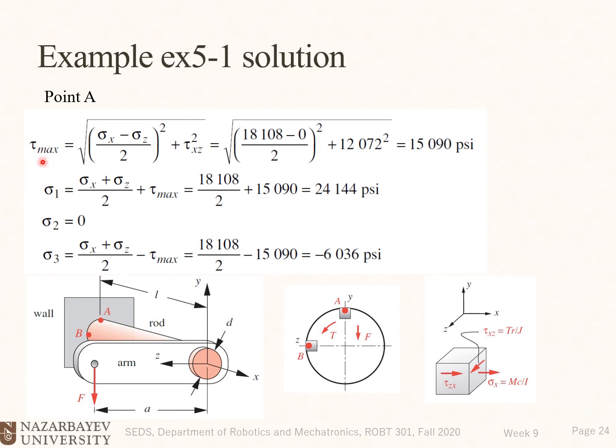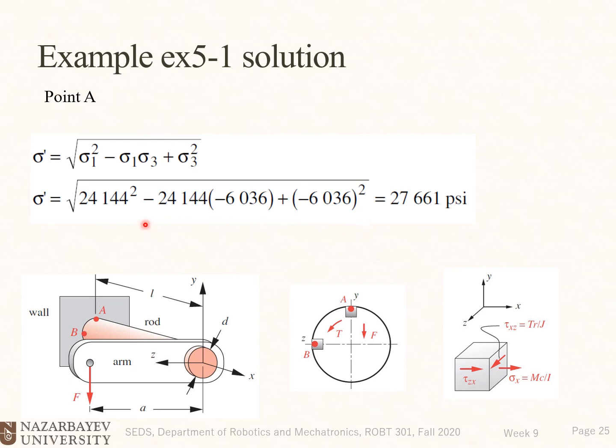The maximum shear stress, which is equal to the radius of the Mohr circle, is calculated. Sigma 1, sigma 2, and sigma 3 are all calculated. Again, we had this example before in more detail. If you don't recall the details and you want to review, please go back to those sections. But these values can be easily calculated by the Mohr circle. Okay, now that we have the principal normal stresses, we can calculate the von Mises effective stress, or sigma prime. We have a formula for sigma prime, and we just need to substitute values for sigma 1 and sigma 3, and sigma prime will be equal to 27,661 psi.